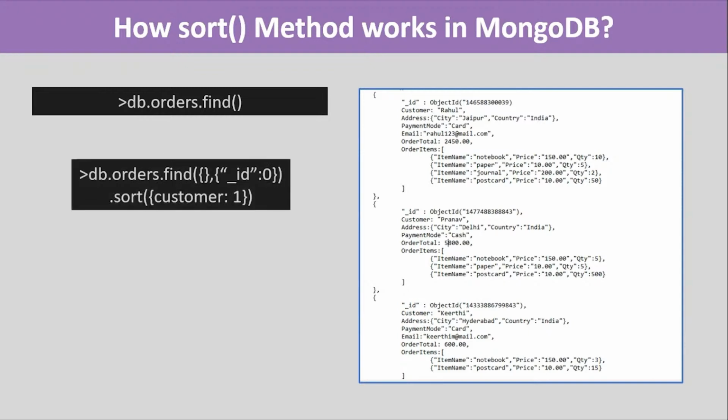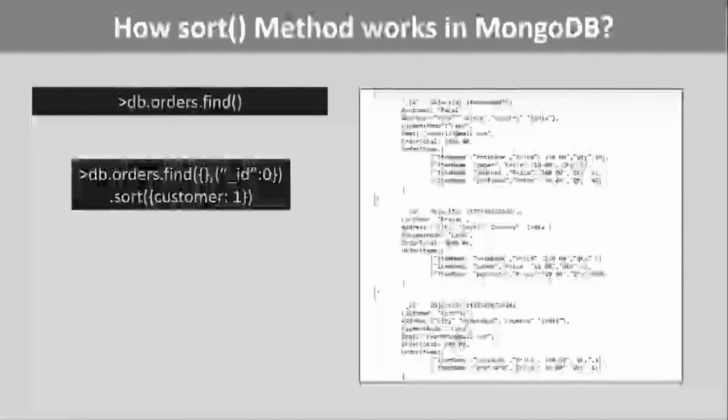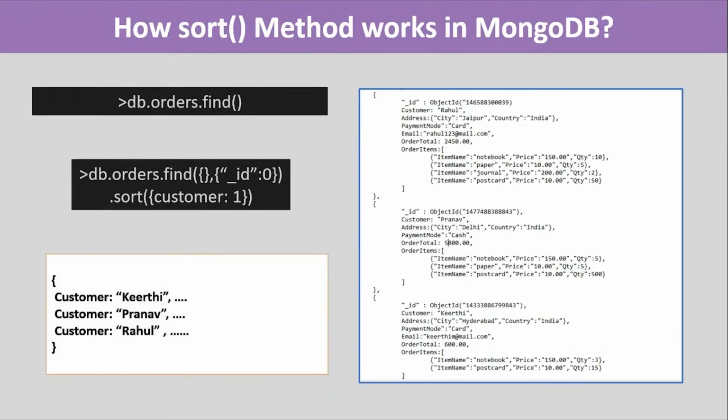Let us now run a query where I'm using the sort method, which is written as db.orders.find(), and within the parentheses, I am projecting out the ID so that we will not have it in our resultant set. Also, I'm sorting the data based on the customer here. So I'm mentioning customer as 1, which means it will order in ascending order. So this will be the output, guys.